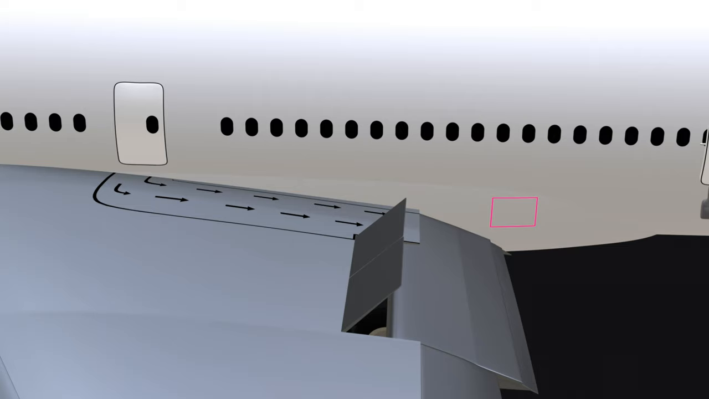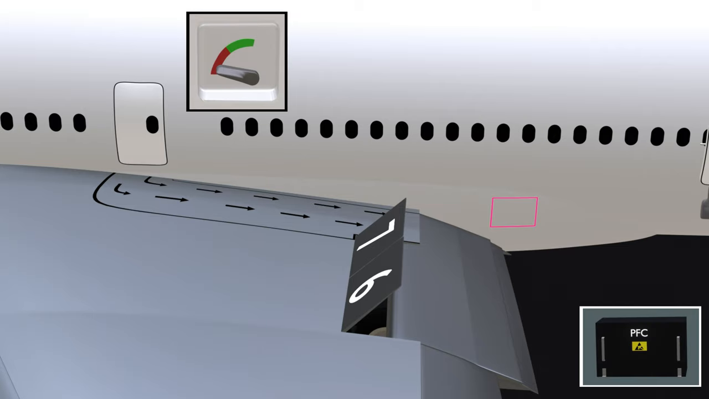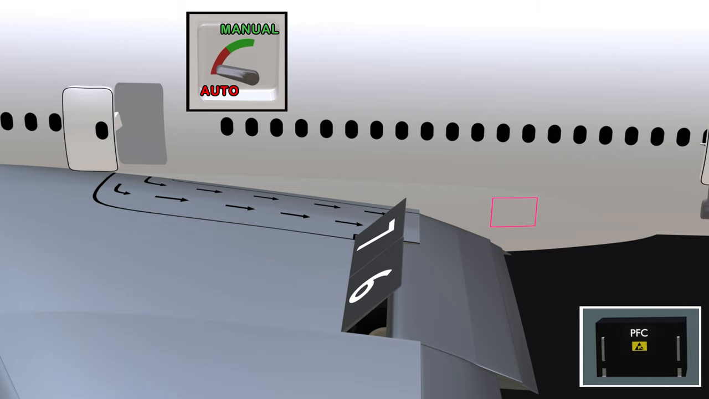In an emergency, it's difficult to follow the normal checklist, and the spoilers might be left in the extended position. When the mode select handle of the number 3 door is in the auto position and the door is opened, the flight computer automatically retracts the inboard spoilers.